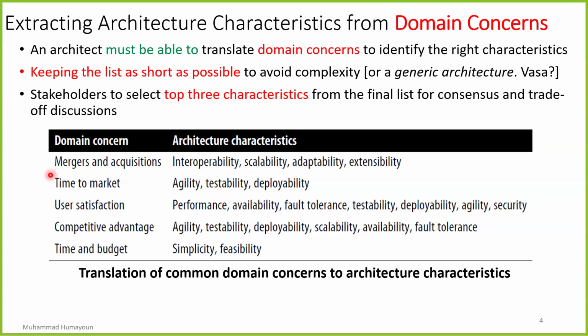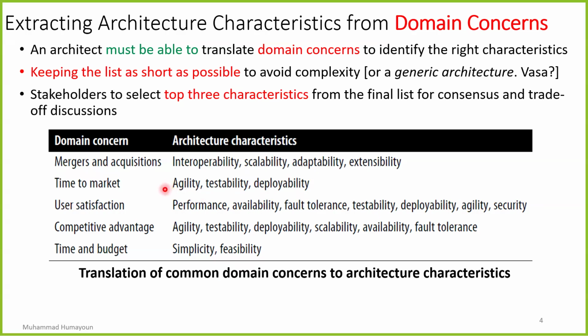Then these are some domain concerns. If your software is about mergers and acquisitions, you will merge a lot of components sooner or later, so you should support interoperability, scalability, adaptability, extensibility. It should be extensible. Time to market: how quickly you want to bring your software to the market. If it is really quick, then agility, testability, and deployability: how easily you can deploy your software, how easily you can test the additional things you add in.